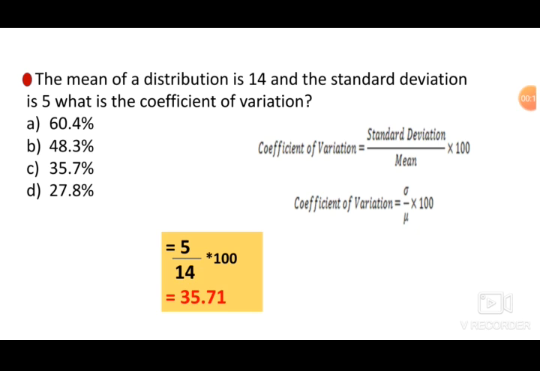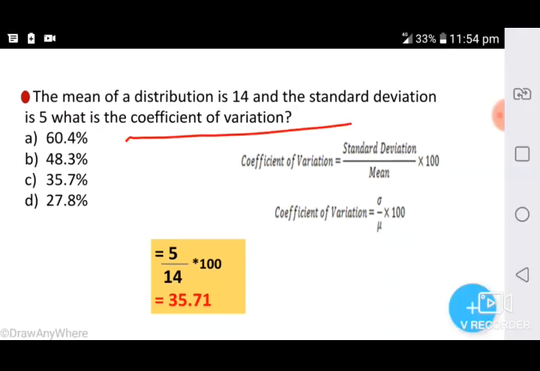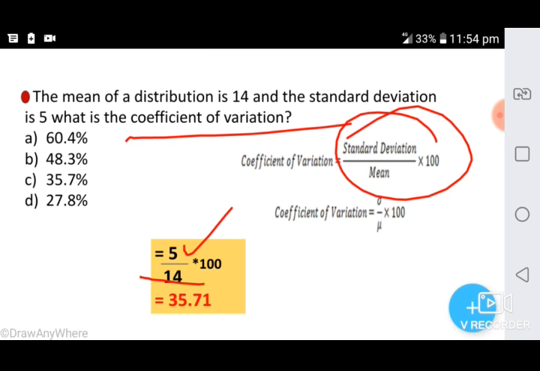Coefficient of variation is a very important topic. The equation is standard deviation divided by mean into 100. Here the standard deviation 5 divided by mean 14. 5 divided by 14 into 100, answer 35.71. So option C is the correct answer.